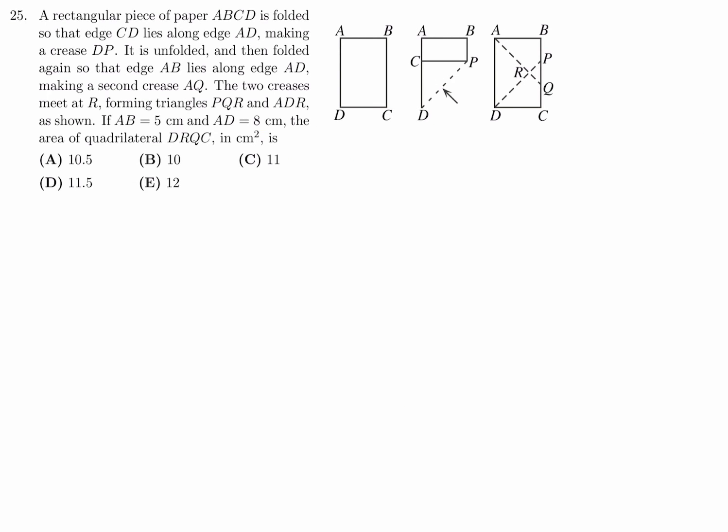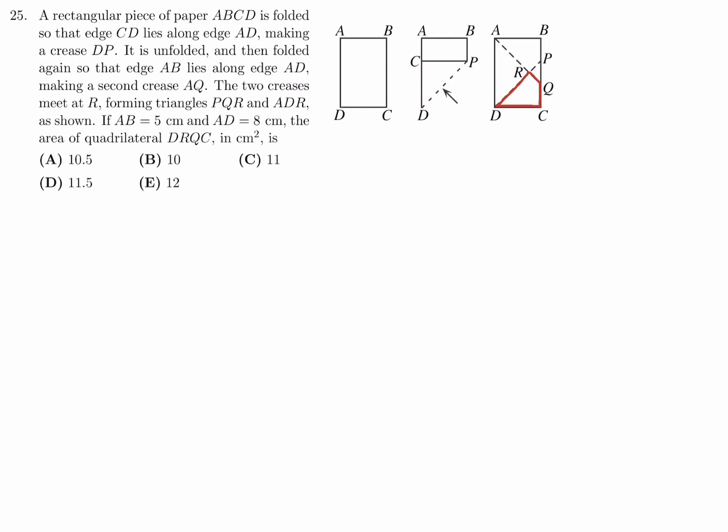A rectangular piece of paper ABCD is folded so that edge CD lies along edge AD, making a crease DP. It is unfolded and then folded again so that edge AB lies along edge AD, making a second crease AQ. The two creases meet at R, forming triangles PQR and ADR, as shown. If AB is 5 and AD is 8, the area of quadrilateral DRQC is blank centimeters squared.